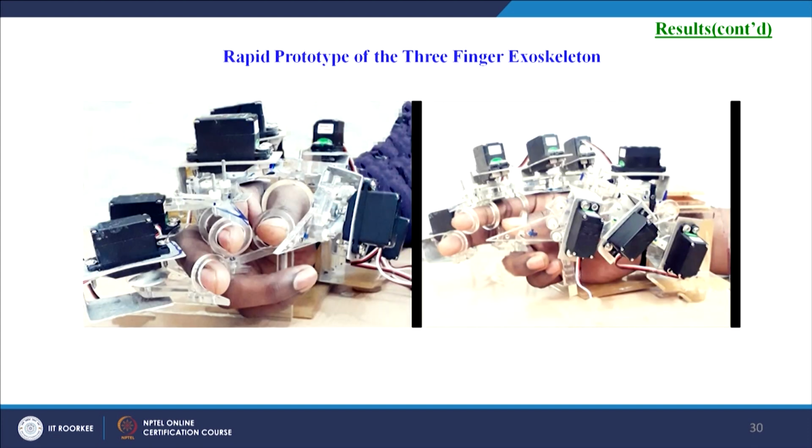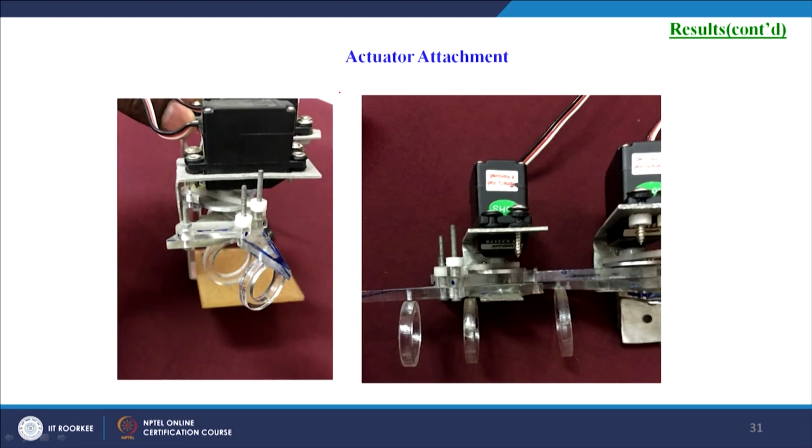Then finally, we have the rapid prototype of the developed, optimally designed 3 finger exoskeleton. As you can see, the prototype is made of acrylic material, and we have the clamp also, having the motor attached to each 4 bar mechanism. This is the complete prototype of this 3 finger exoskeleton designed optimally for 3 fingers, that is the index finger, thumb and the middle finger. Then you can see here how the motor is attached. Let me closely show that.